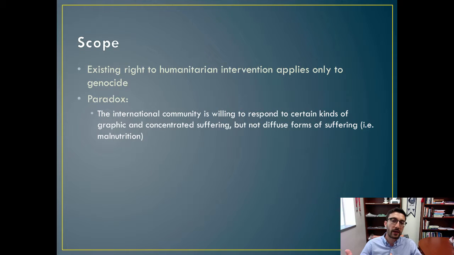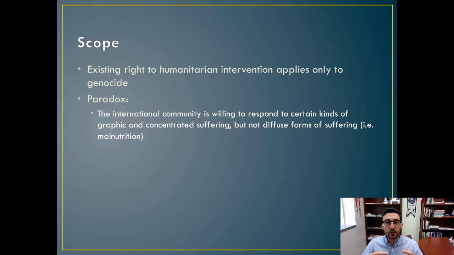But the paradox herein is that the international community is willing to respond to certain kinds of graphic and concentrated suffering, like a genocide, but not diffuse forms of suffering, like malnutrition. This may be because they simply respond to different kinds of acts. It may be easier to identify the perpetrators, whereas it may be more difficult if we're trying to understand how malnutrition occurs on a mass scale. It could be a confluence of factors like climate factors, infrastructure, the actions of elected officials.